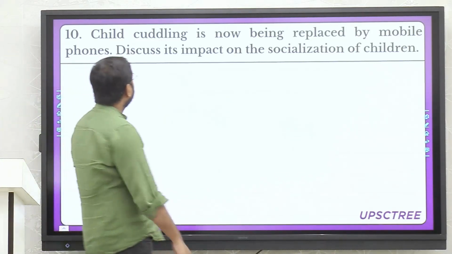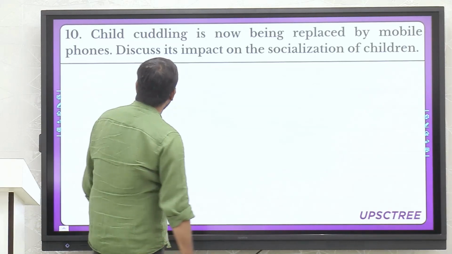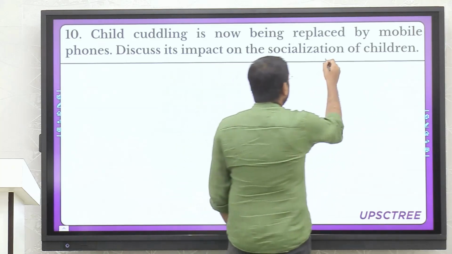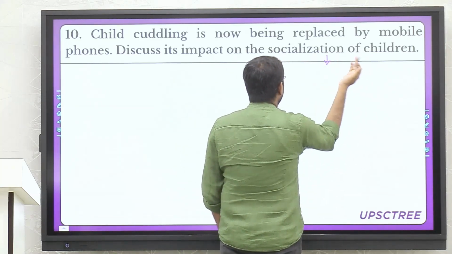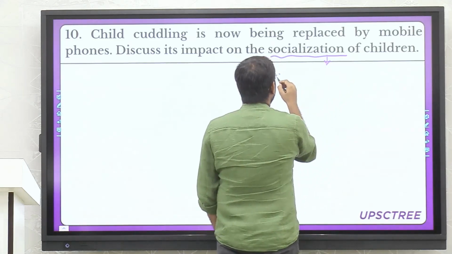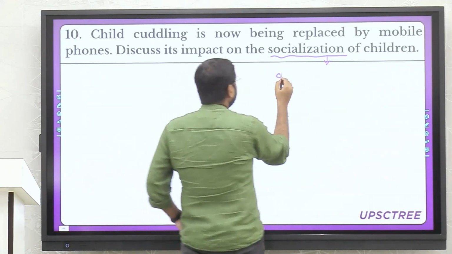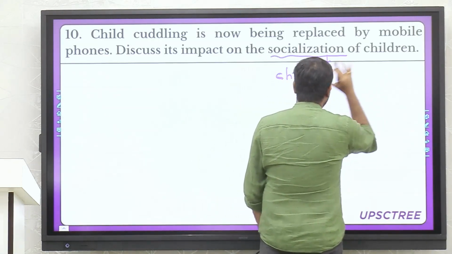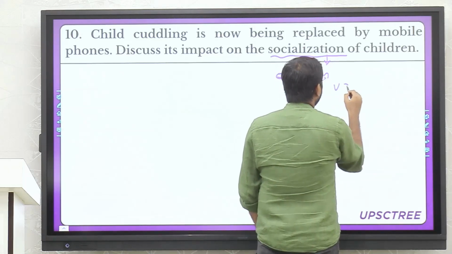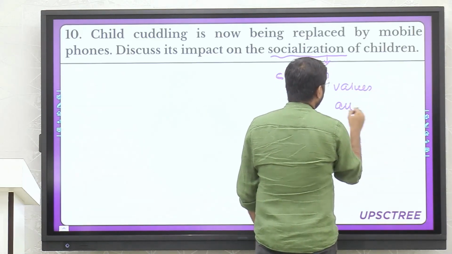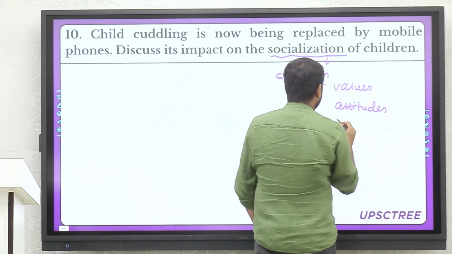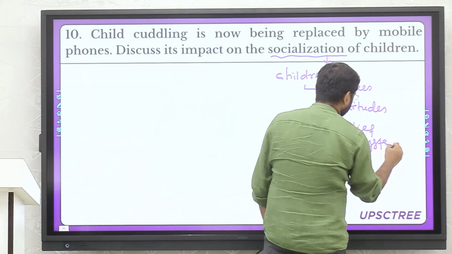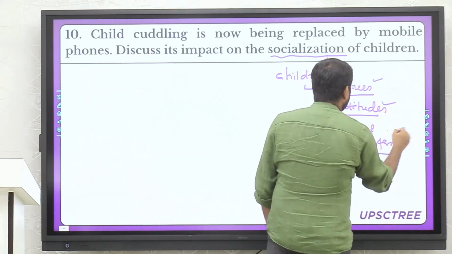Now question number 10: child cuddling is now being replaced by mobile phones. Discuss its impact on the socialization of children. Socialization of children is actually a sociological concept. Socialization is teaching a child. Through socialization, children learn values and develop attitudes, belief systems, etc.